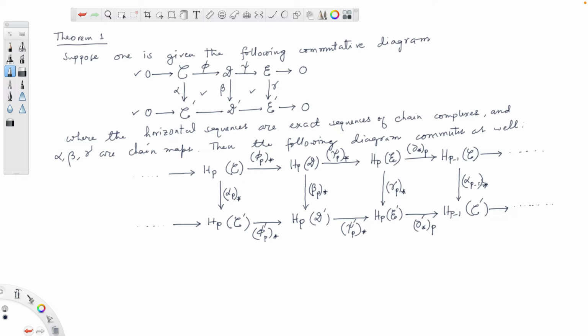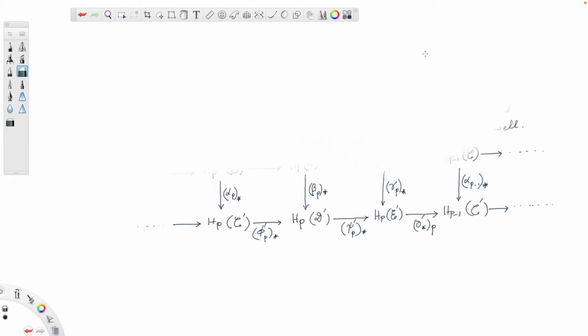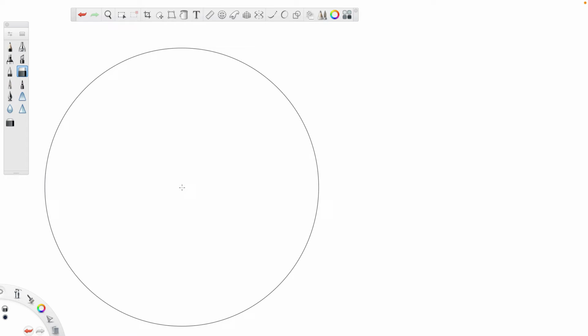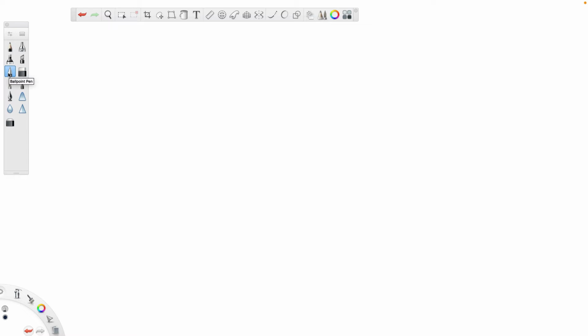So I need to prove it. So I need to erase the statement to find room to prove this theorem 1. So here goes the proof. So we know that these chain complexes C, D, and E are pairs, right?